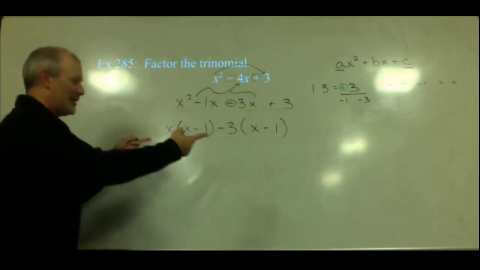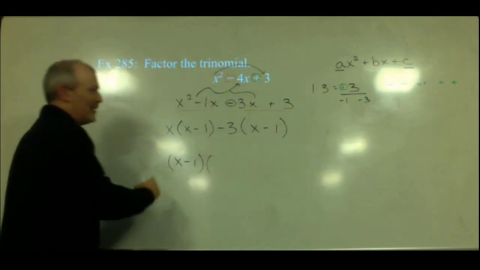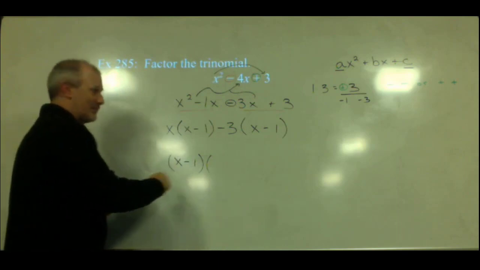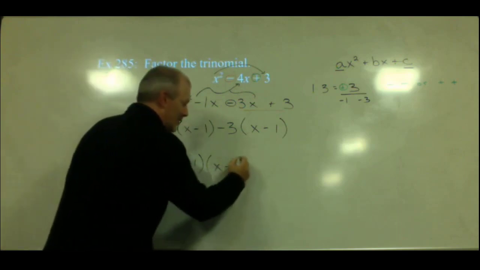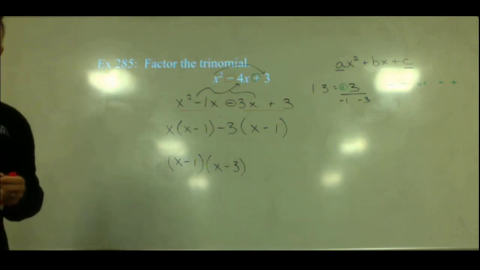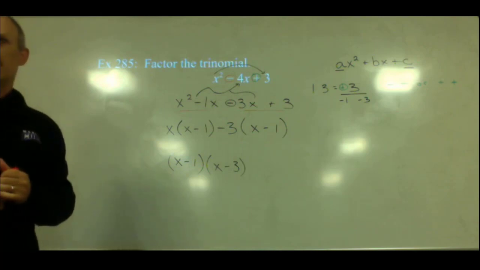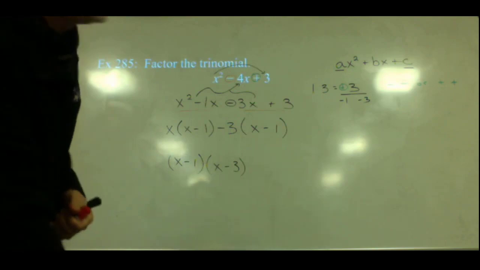So they both have an x minus 1. We factor out the x minus 1. And then what is left after we factor out the x minus 1? Correct. X minus 3. Okay. Okay so far? All right.